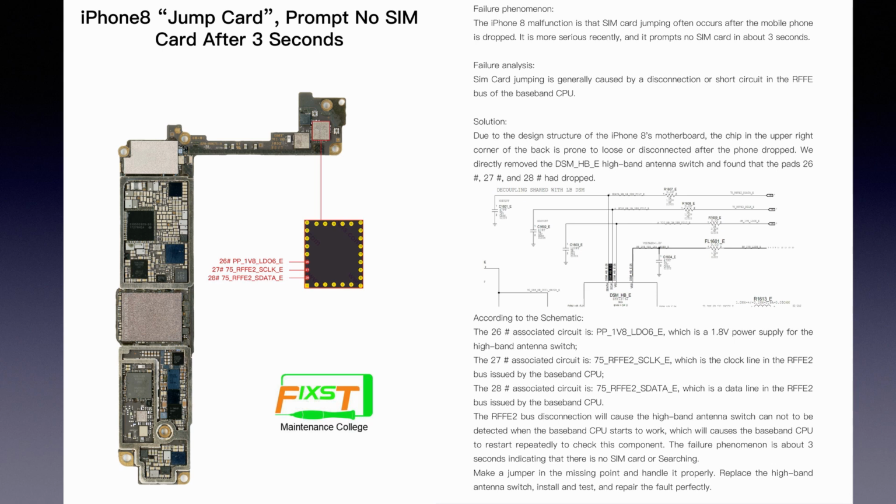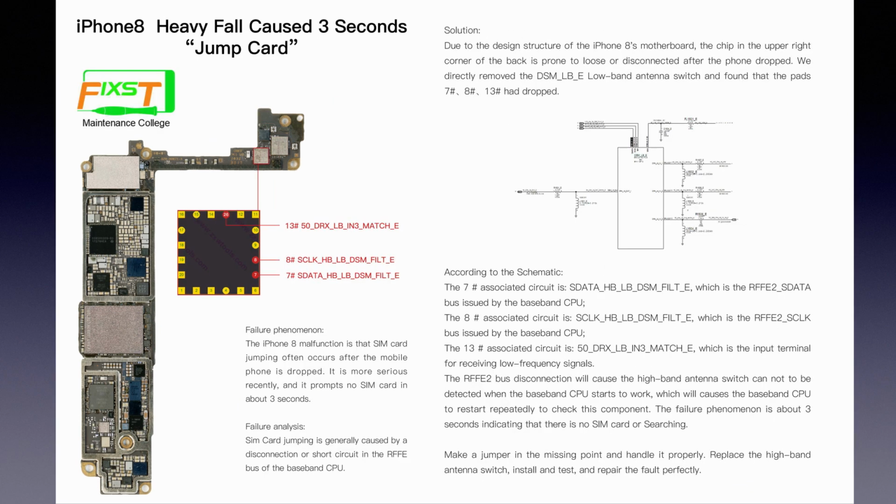by the baseband CPU. The RFFE2 bus disconnection will cause the high band antenna switch to not be detected when the baseband starts to work. So the baseband CPU will start repeatedly to check this component. So about every 3 seconds, it indicates that there is no SIM card or searching. So we just make a jumper at the missing point and handle it, replace the high band antenna switch, install and test the phone. This problem is finished. And let's see the next case.